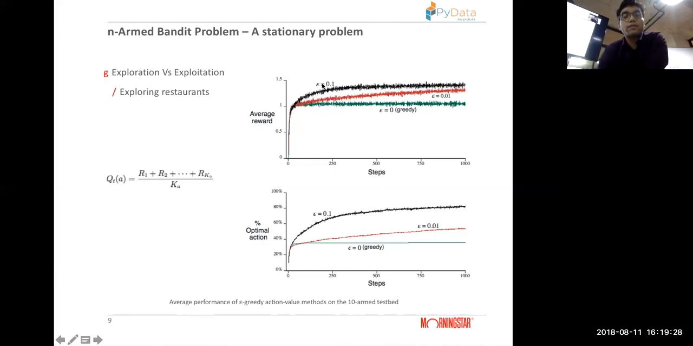So 0.1, it so happens in this case, but we are not trying to prove that more exploration is better, because then, in our human way, we become the jack of all. We have to develop an expertise in something, so we cannot explore too much as well. So 0.1 happens to be the best in this case, but don't take it that way.